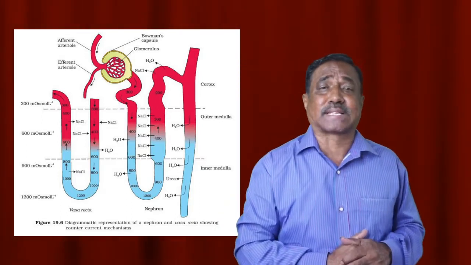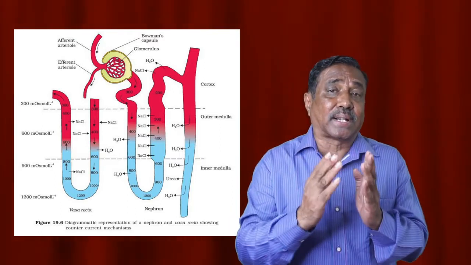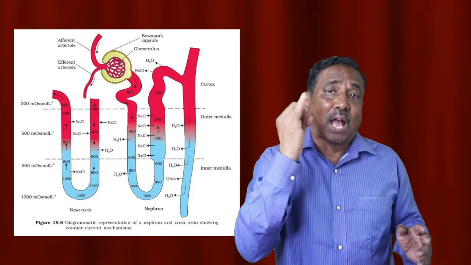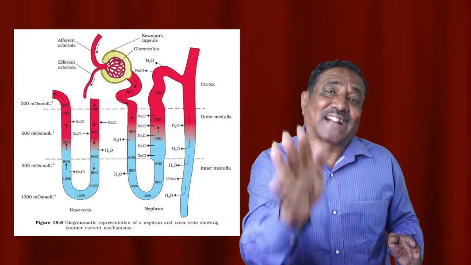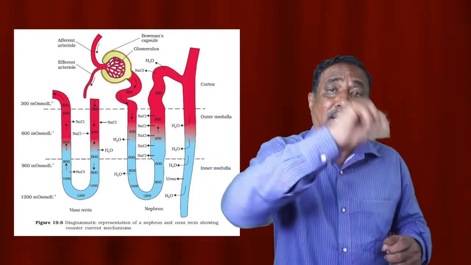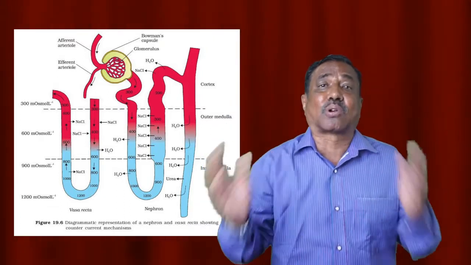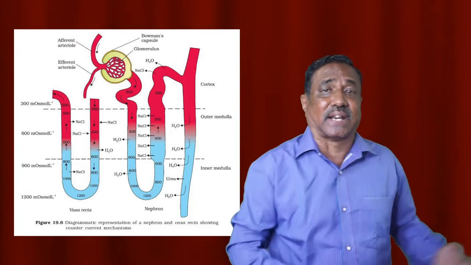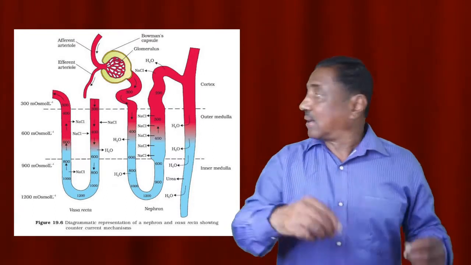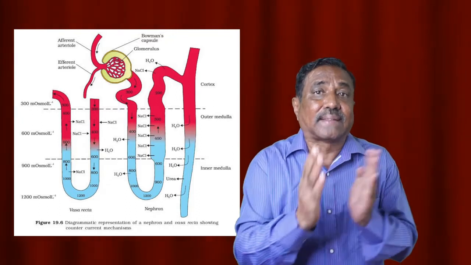In the capsular space of Bowman's capsule, the filtrate contains salts, amino acids, glucose, urea, and water. Unfiltered RBC, WBC, and large proteins like albumin enter into the efferent glomerular arteriole, which capillarizes over the walls of the PCT and DCT. Later it forms the renal vein, along with the vasa recta and peritubular capillaries. And this is about the filtration.